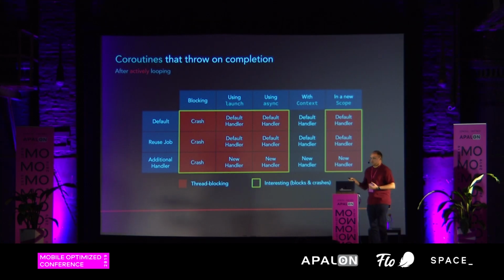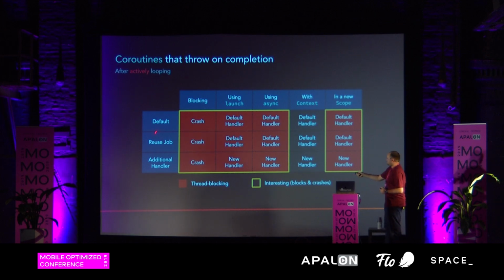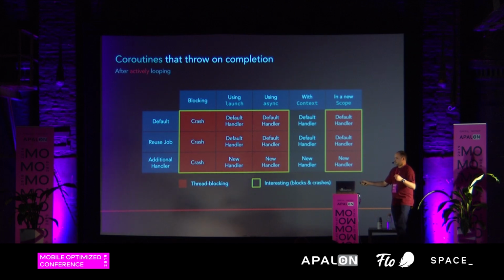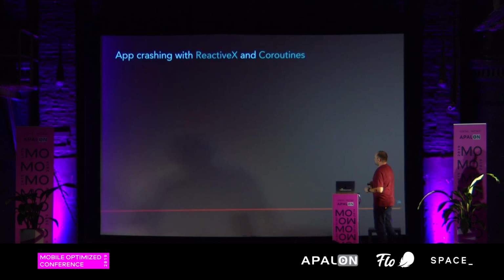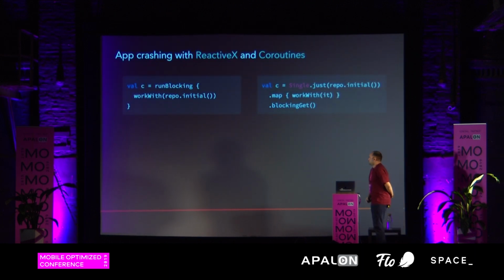What is interesting here is that all of them are blocking. I have two more rows. The first one is just doing it like this. The second row is if I reuse the parent job, because I thought maybe that changes something. The third one is adding an additional handler. I also thought maybe this changes the behavior, but no. So it's interesting that all of these will block. So let's see about this run blocking.